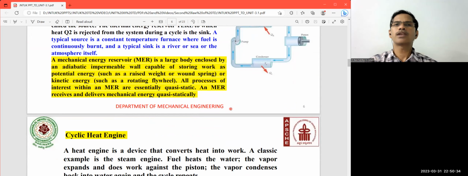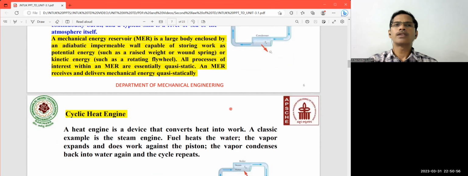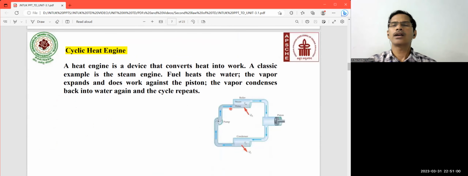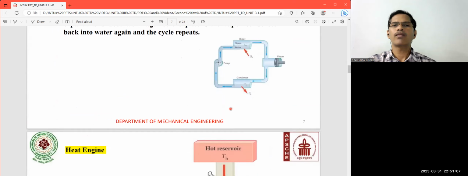Whereas a mechanical energy reservoir is a large body enclosed by an adiabatic impermeable wall capable of storing work as potential energy or kinetic energy. All processes of interest within a mechanical energy reservoir are essentially quasi-static, and a mechanical energy reservoir receives and delivers mechanical energy quasi-statically. The cyclic heat engine is a device which converts the available heat into work by rejecting a certain amount of heat.